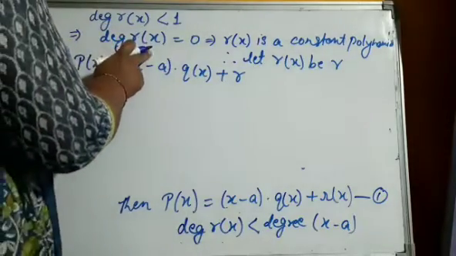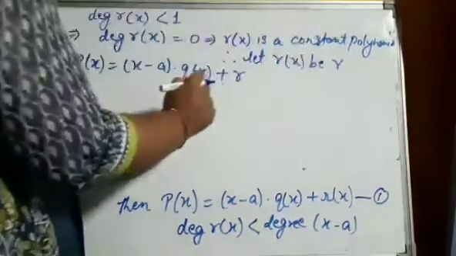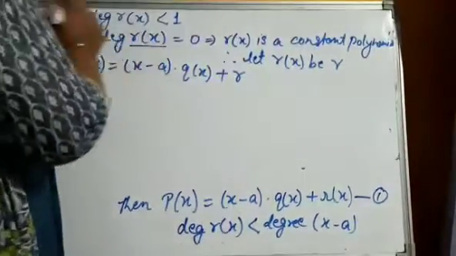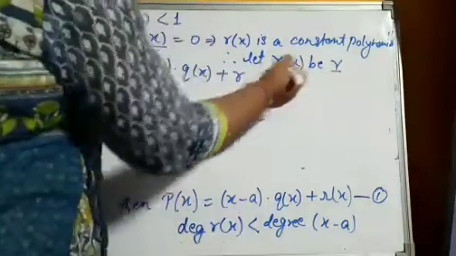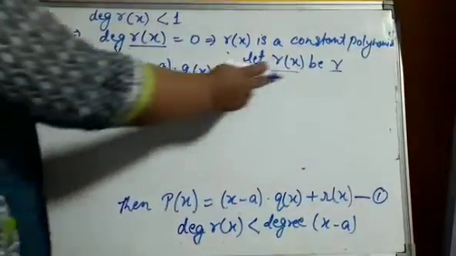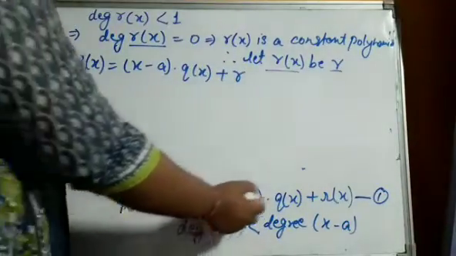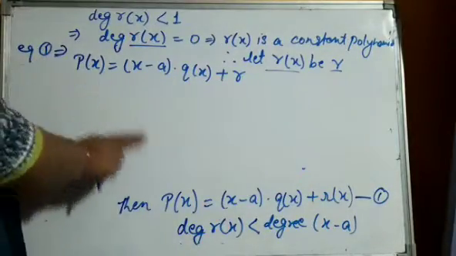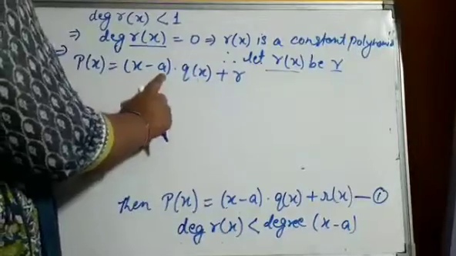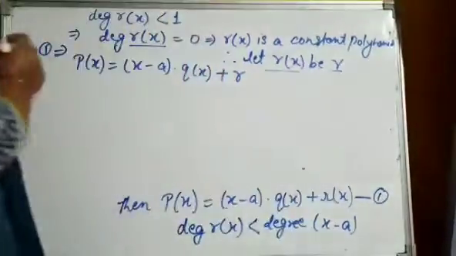If any polynomial has degree 0, that polynomial is a constant polynomial. So this R(x) will be a constant polynomial, and we can take R(x) to be just R. It does not depend upon x. So this equation we have chosen as equation number 1. Equation 1 we can write as P(x) is equal to (x minus a) Q(x) plus R. In place of R(x) we write R.